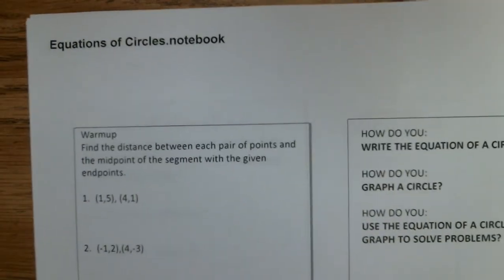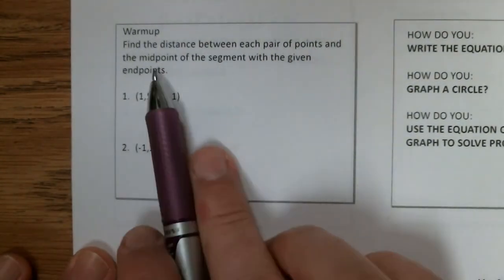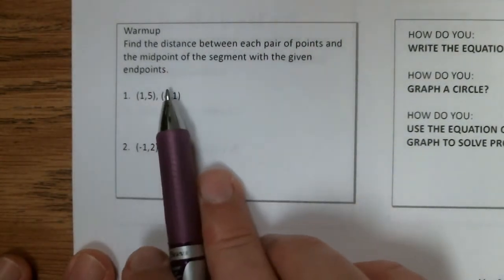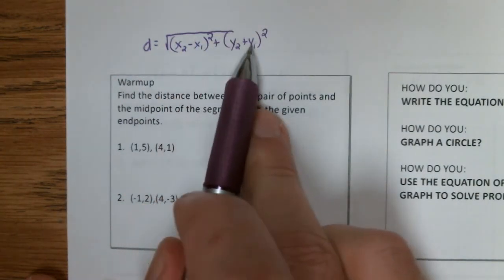We're going to start with a nice little warm-up, and it says find the distance between each pair of points and the midpoint of the segment with the given endpoints. So let's write our distance formula up here again. That's going to be the square root of the differences of the x's, x2 minus x1, that's like my a, squared, and then plus y2 minus y1 squared. So here that's like my a squared plus b squared.